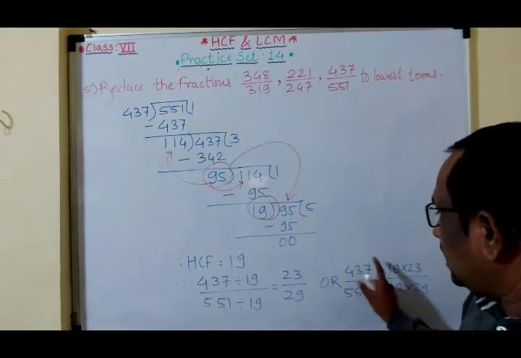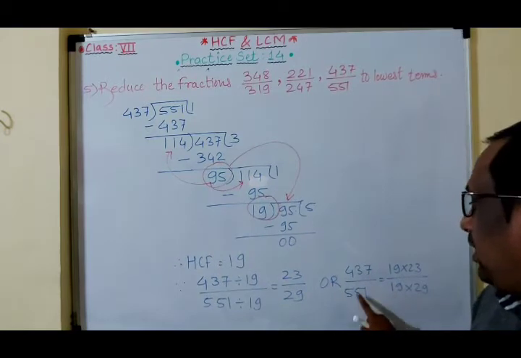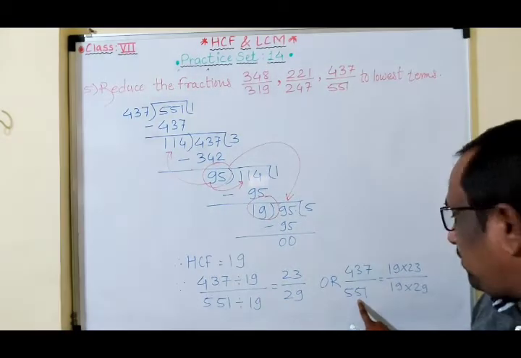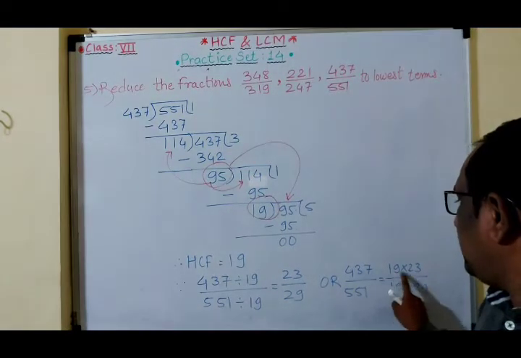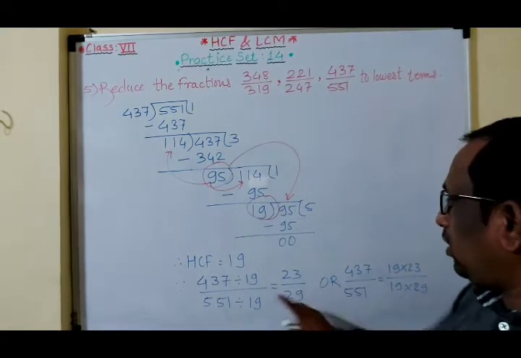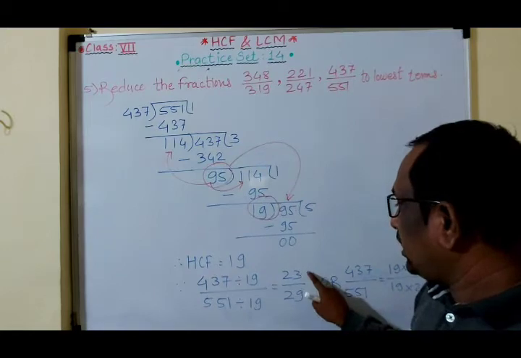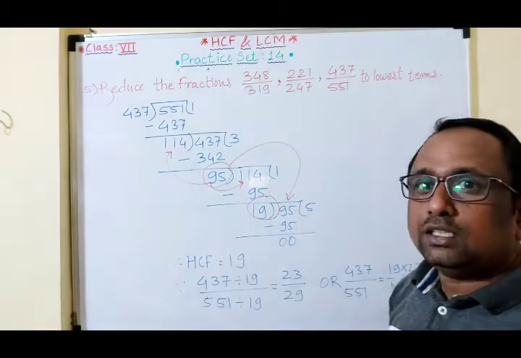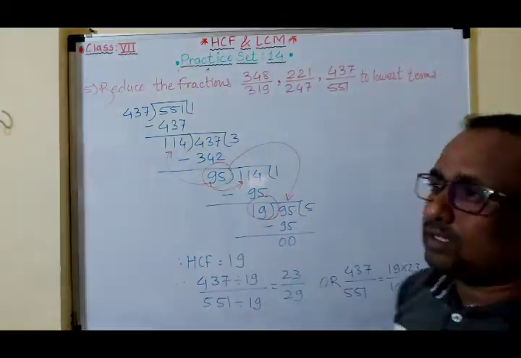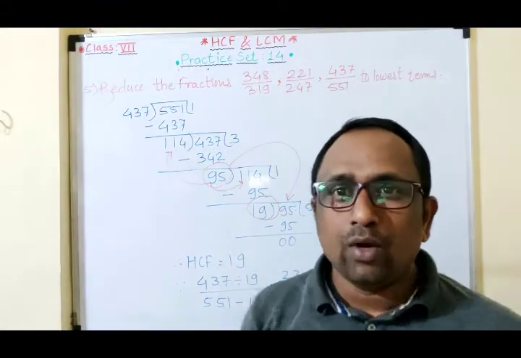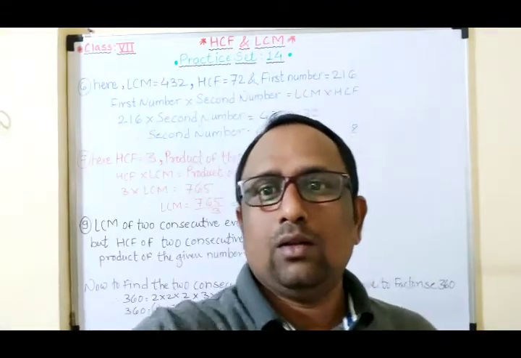You can write this another way. 437 and 551 is equal to 19 multiplied by 23, 19 multiplied by 29. This way also you can write. So 23 upon 29 is the lowest term, or we can say it is the simplest term. Now we will see the next example.